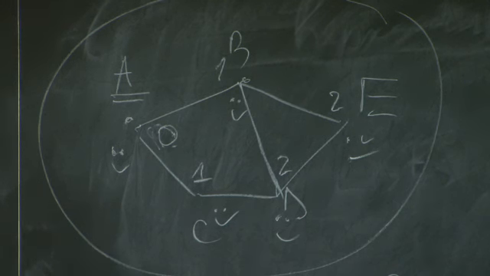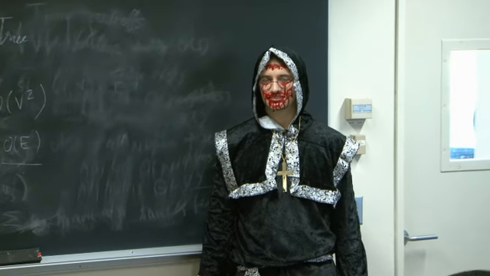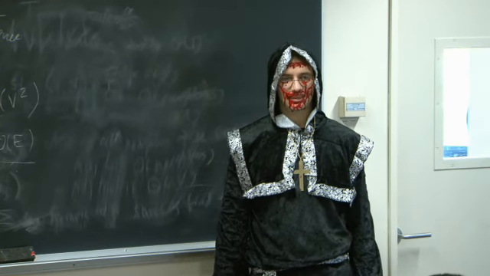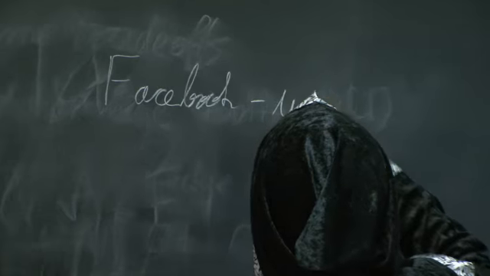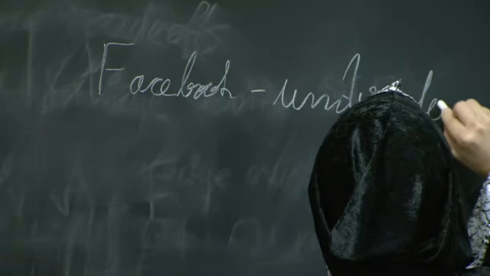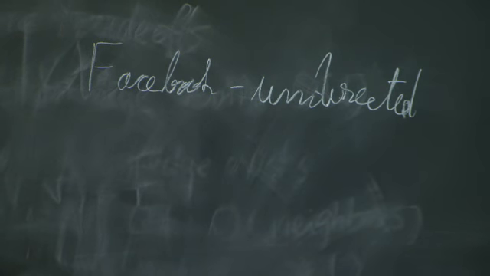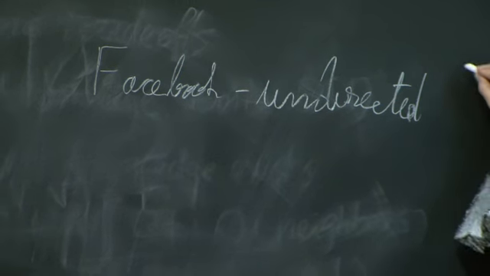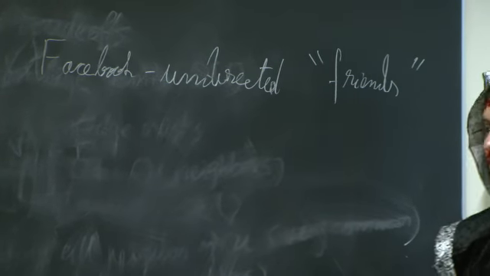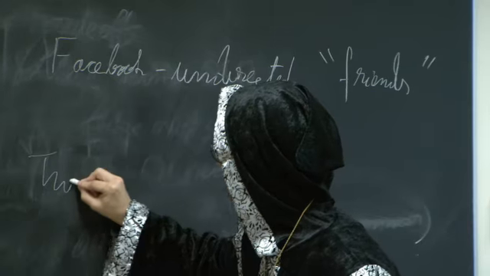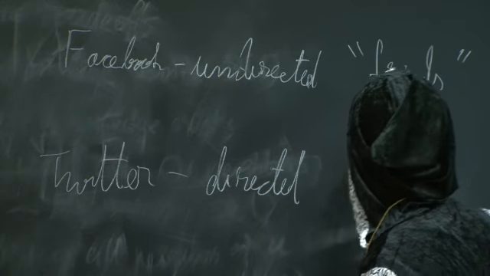One question. Facebook and Twitter, which one's directed, which one's undirected? Facebook is undirected. Why is it undirected? Because you're friends with someone, or they're friends with you. Okay, so on Twitter, if you can follow someone, they don't necessarily follow you. So Twitter is directed because of follows.